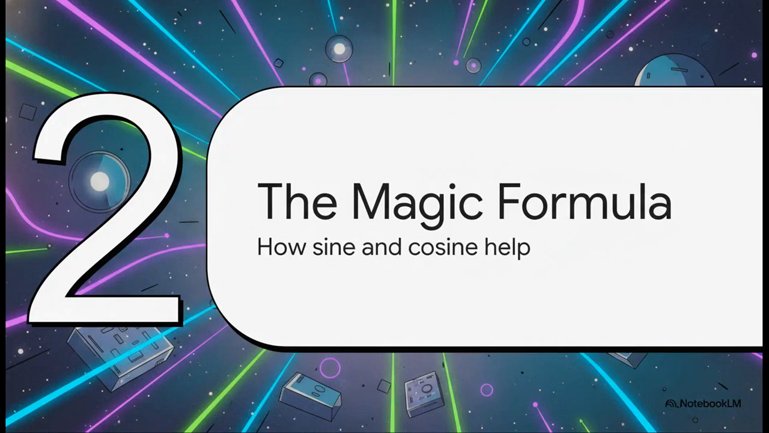But wait, how do we create that special position vector? We can't just use plain old numbers like 1, 2, 3. That's too simple and causes problems down the line. We need something a little more sophisticated. And this is where, believe it or not, a little bit of high school math comes to the rescue. We're going to use sine and cosine waves to create what is basically a magic formula.